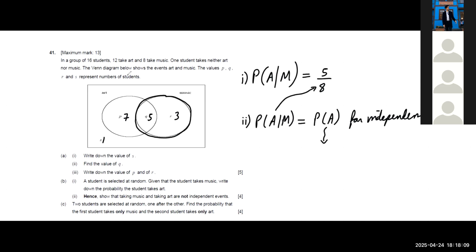It's basically the circle of art, which is 12. Correct? So 12 people out of how many? 16. So the probability of picking an art person is 12/16.